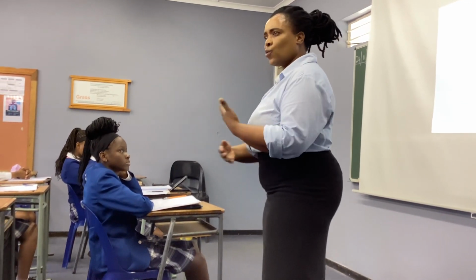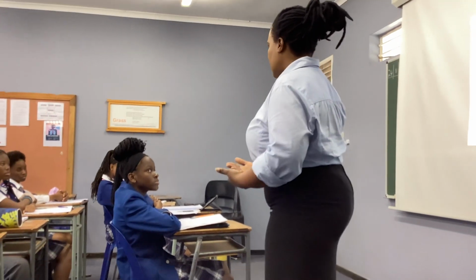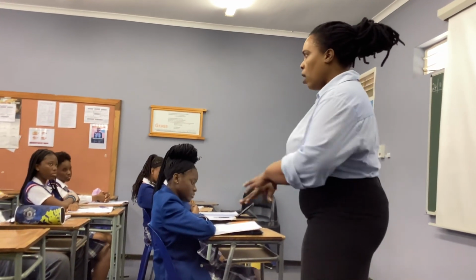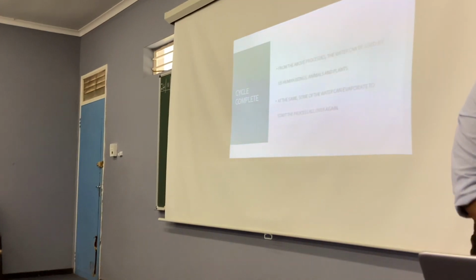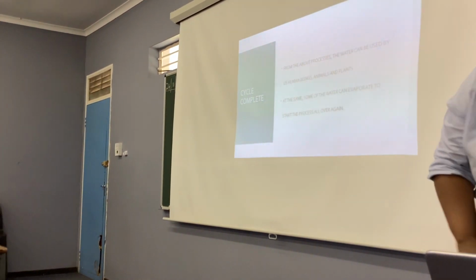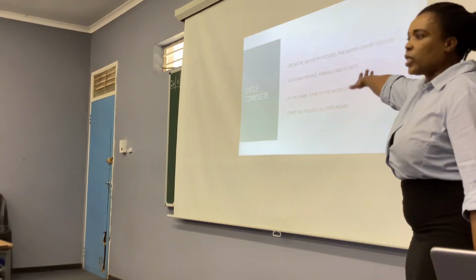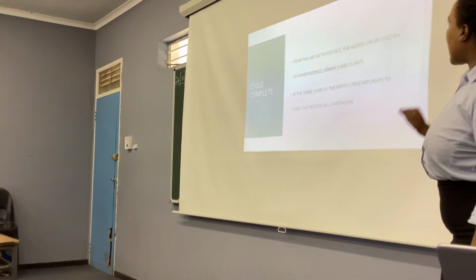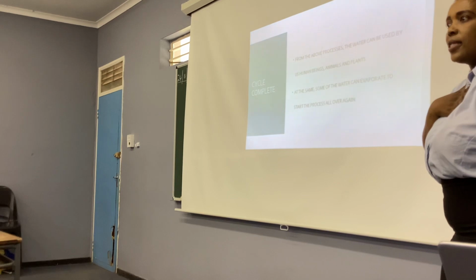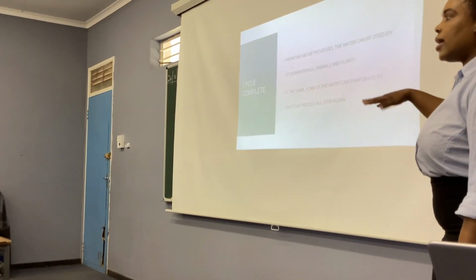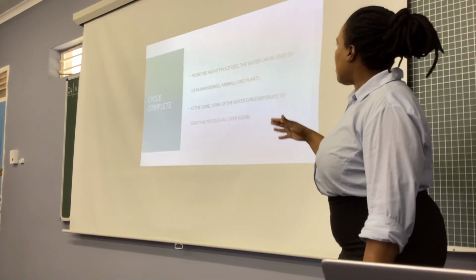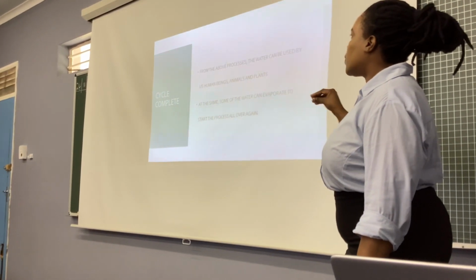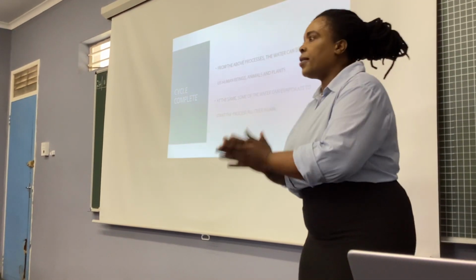The name is self-explanatory, isn't it? It is flowing on the land, right? That is what I like about this, because it is self-explanatory. And then from there, we see that from the above processes that we have just mentioned, the water can be used by us humans, right? And then animals and also the plants, right? And then at the same time, some of the water can evaporate to start the process all over again.